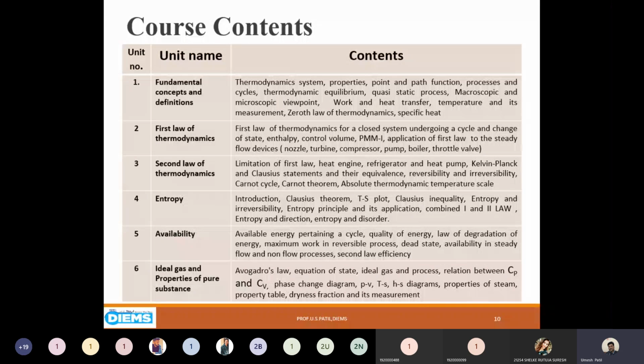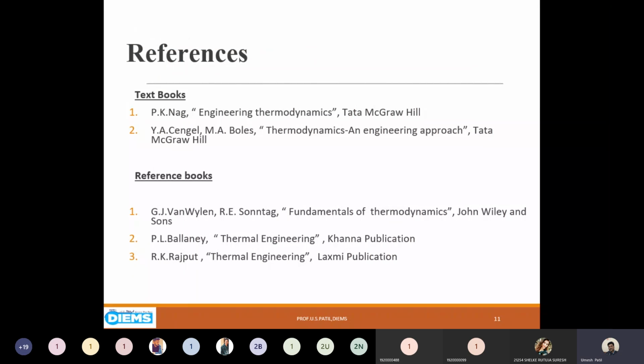I am going to share the material with you as and when needed. But please refer to that material. It is not for me, it is for all of you. I hope you are going to refer to all that material. So the course contents are clear. Now let's move to the next part, references.